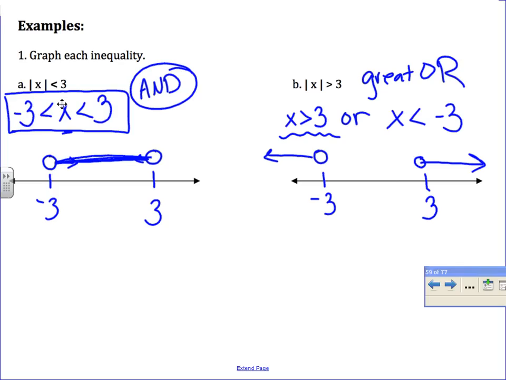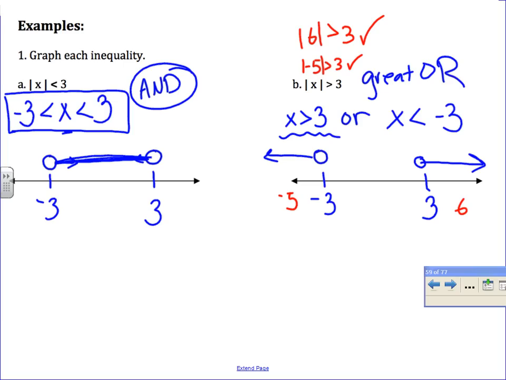So let's pick a number. If we choose, let's say -5, and we plug that in, is the absolute value of -5 greater than 3? It is, because the absolute value of -5 is 5, and it's greater than 3. Let's try another number over here. Let's try 6. Is the absolute value of 6 greater than 3? The absolute value of 6 is 6, and yes, 6 is greater than 3.